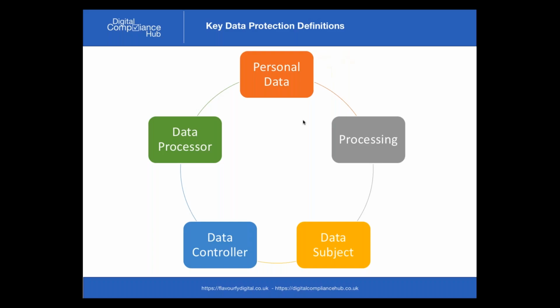So there's lots of definitions. I think the GDPR's got over 40 of them, and there's quite a lot that are missing, to be honest, but probably the 5 key ones are those 5 that are showing on the screen right now. So data protection is all about personal data, and that's any data that helps you identify a living individual.